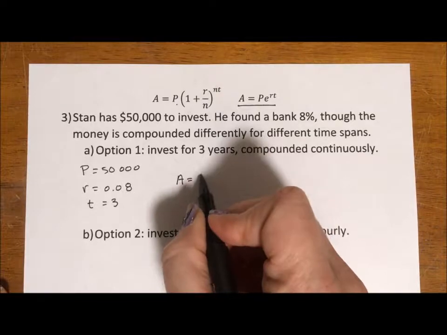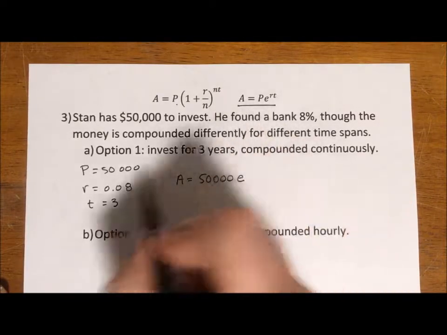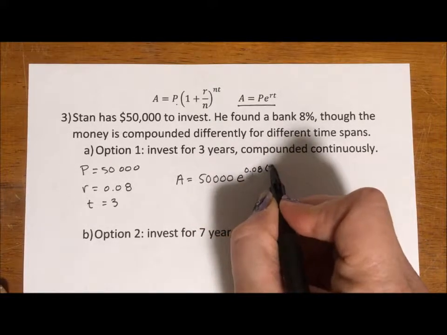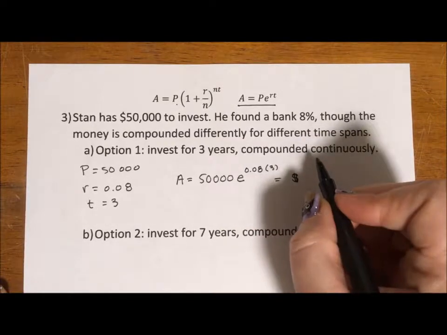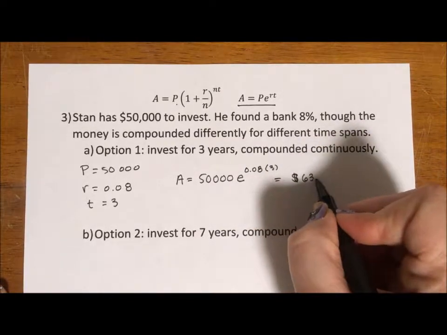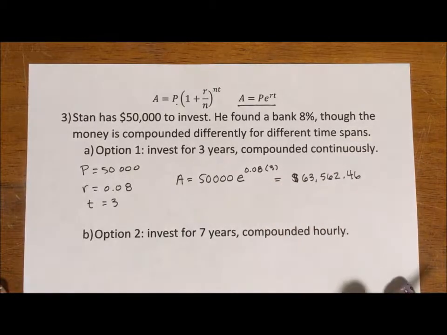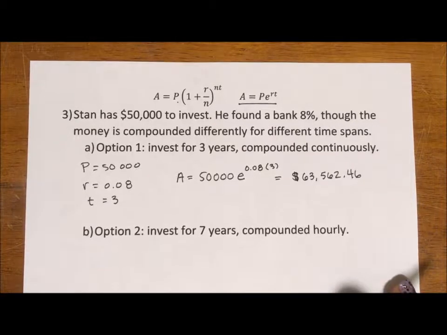So A is equal to 50,000 times e to the r, which is 0.08, times 3 for 3 years. And after 3 years, Stan's money turns into $63,562.46. Not bad for 3 years. I know you're like, but I want more money. We all want more money.